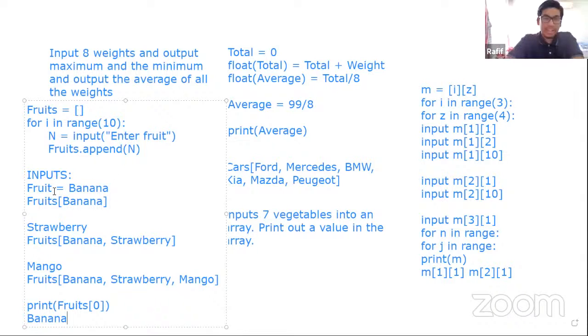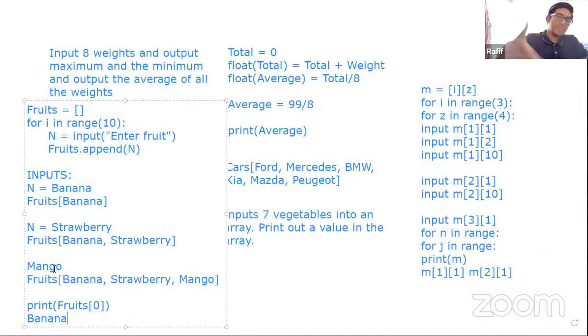So you put n. Let's say you put banana. So n becomes banana. And in this second line, n is going to be put at the end of the array fruits. And what's n? n's banana. So banana is going to be put at the end of the array fruits. Let's say we input another thing, strawberry. So strawberry is stored in n, and n is put at the end of the array fruits. So now the array fruits will have banana and strawberry.